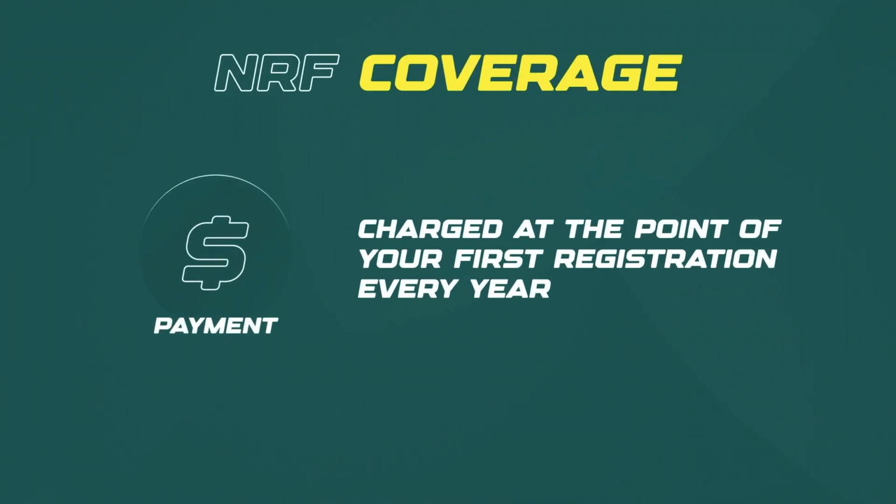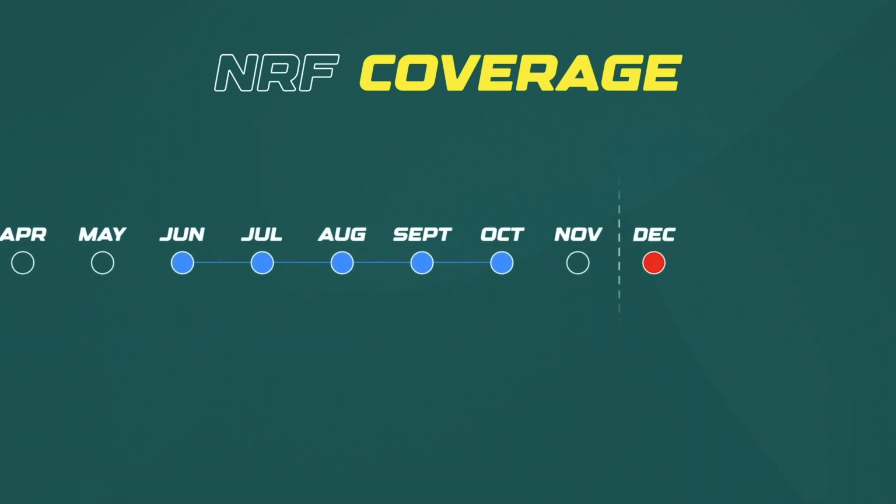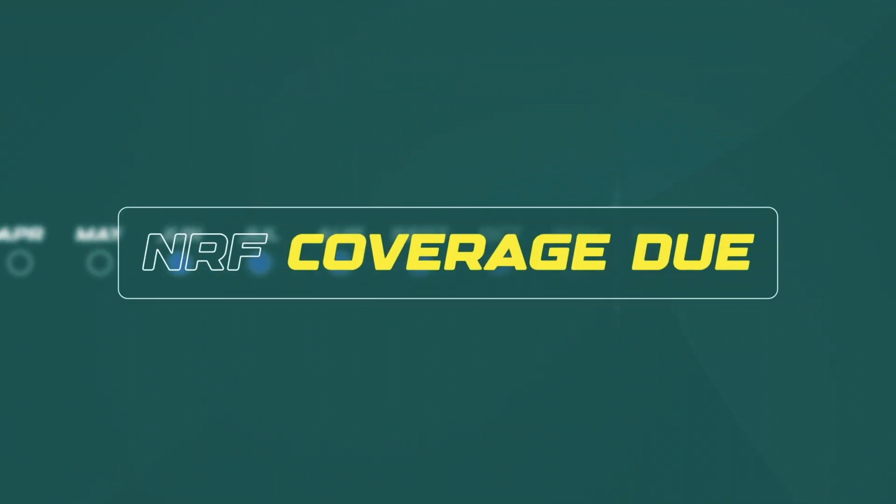The NRF will be charged at the point of your first registration of every year, covering you for all summer and winter competitions that are completed within 12 months. You will not be charged the NRF for secondary registrations unless the competition dates exceed the 12-month coverage, at which point the system will prompt you to pay the NRF again to ensure you are fully covered.